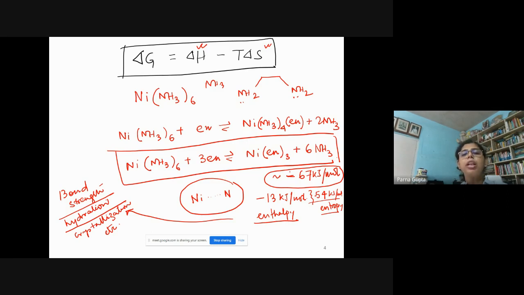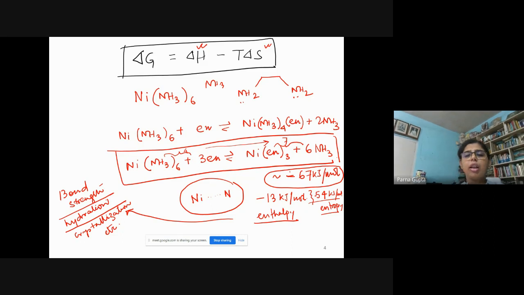But what we can see, and particularly what we will consider for the chelate formation, is the number of molecules, the chaos change, because here the number of molecules is 7 and here the number of molecules is 4. So it is going from 4 to 7. So entropy is the factor that we will consider for the chelate formation.